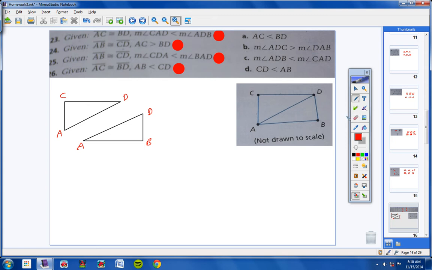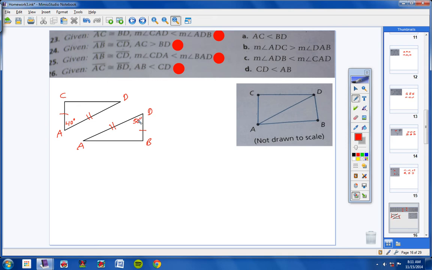Now, we are told that AC is congruent to DB, and we also know this side here is congruent to this side here because they share that side right here. Now, we're also told that angle CAD, this angle here, we'll call it 40, is smaller than ADB. So we'll call this 50.